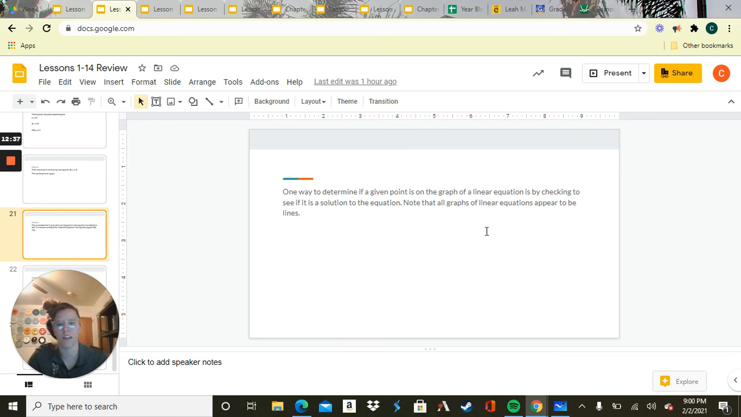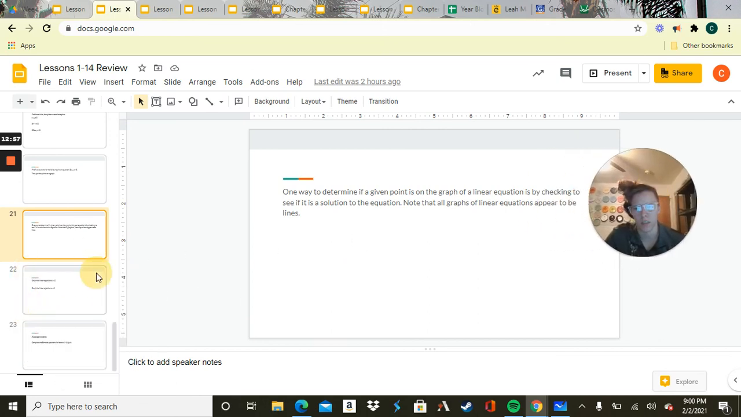Remember, one way to determine if a given point is on the graph is by checking to see if it's a solution to the equation. So if somebody asks you if 4, -1 is a solution to that previous equation, you'd plug in the numbers and see. And then all graphs of linear equations appear to be lines.